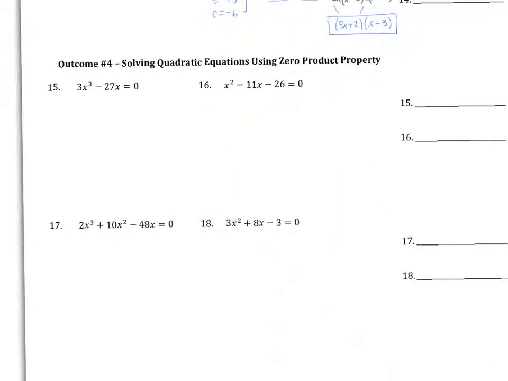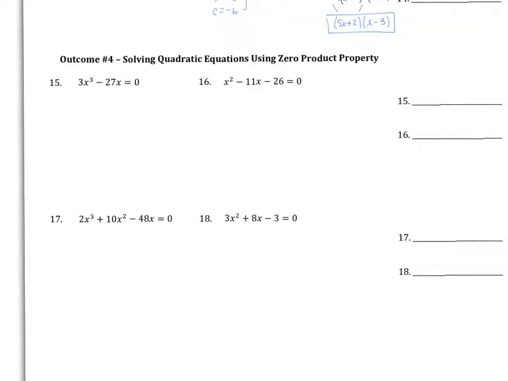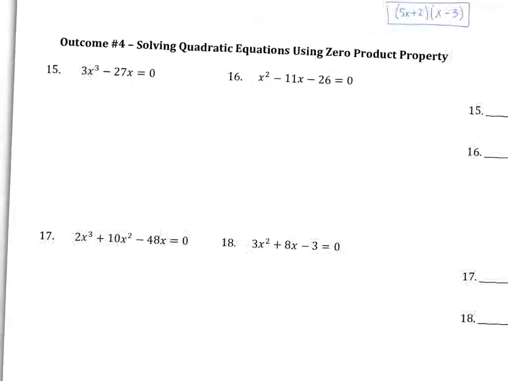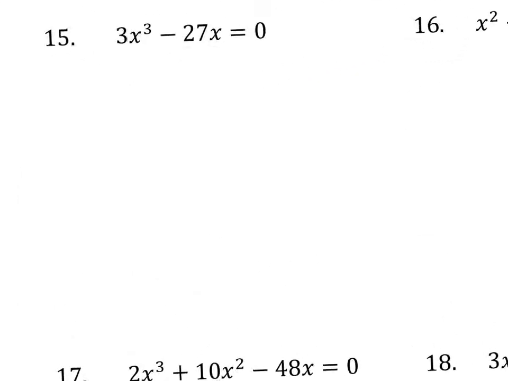And then outcome number 4 is the final step. It's what we just recently learned, where you have to do the zero product property. Now these ones are all equal to 0, so you're going to need to go that extra step and set each one equal to 0. The one I feel like is going to be probably the most questions on is probably number 15. So let's do number 15.